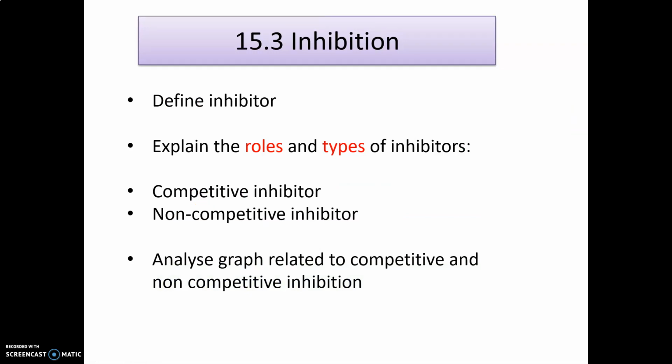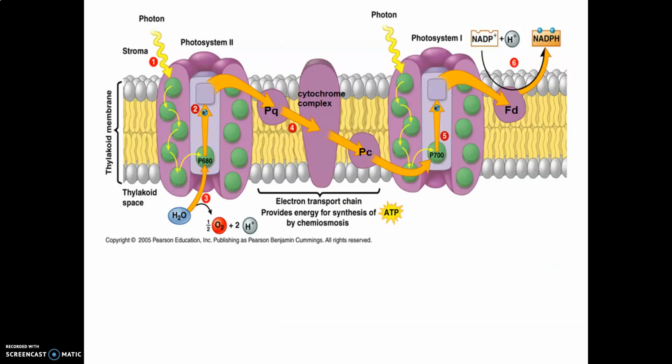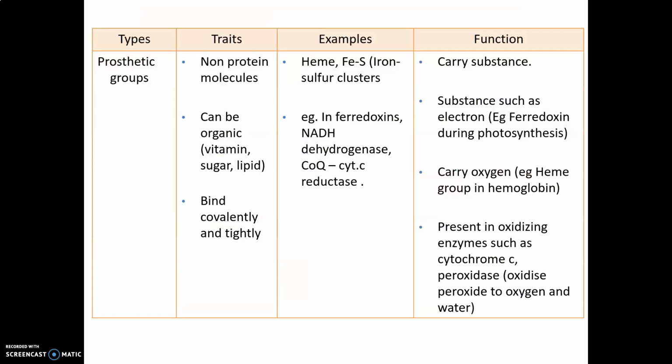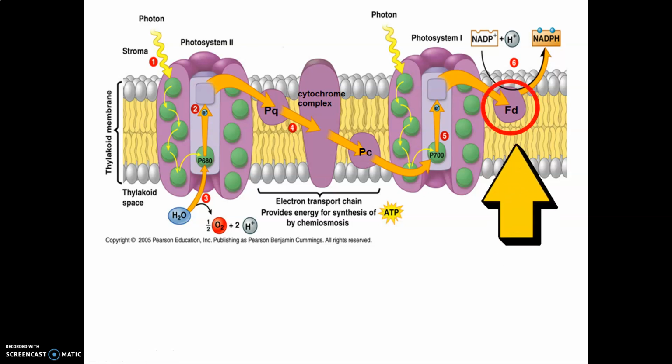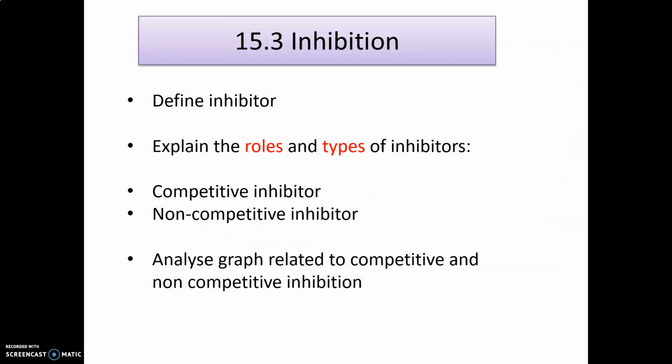Okay, so itu adalah cofactor, which is ada 3 awak kena ingat: metal ion and juga coenzyme. Metal ion and coenzyme dia bind loosely temporarily. Okay, manakala this prosthetic group, which is heme group, dia akan bind tightly and it's not permanently, is it permanently? Dia akan bind kepada enzyme covalently and tightly. Dia tak bind loosely. Okay, itu adalah prosthetic group.